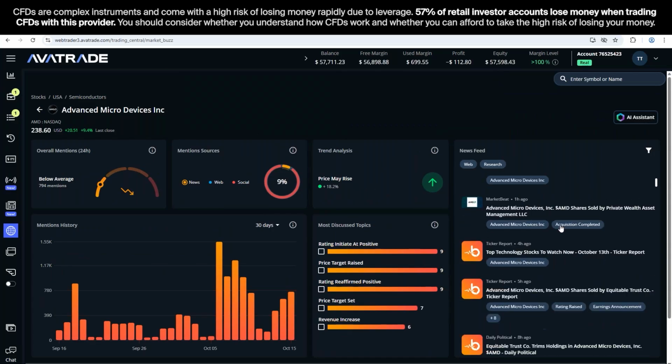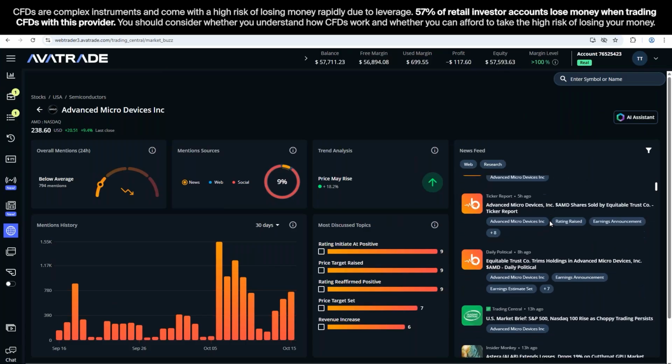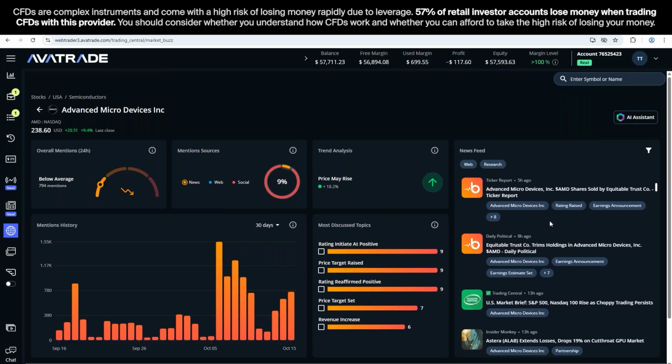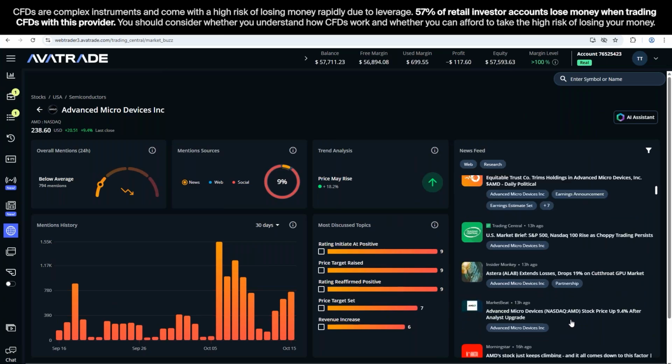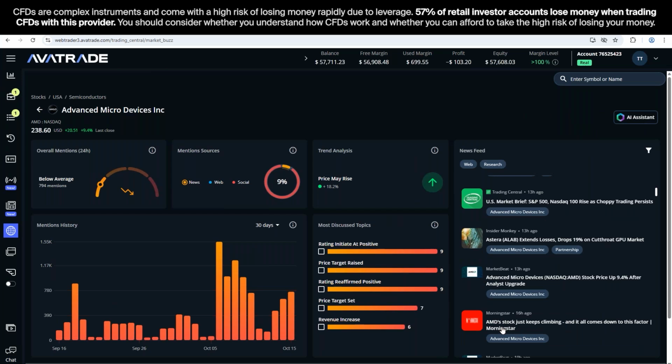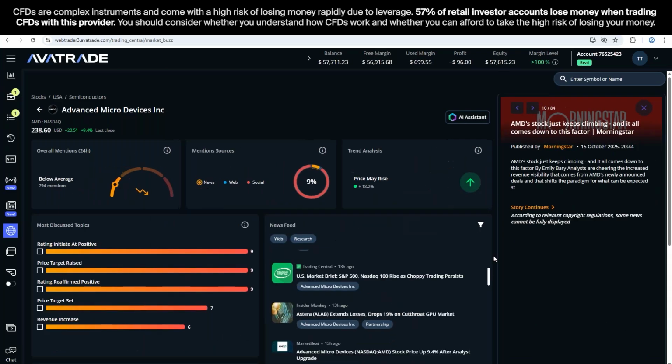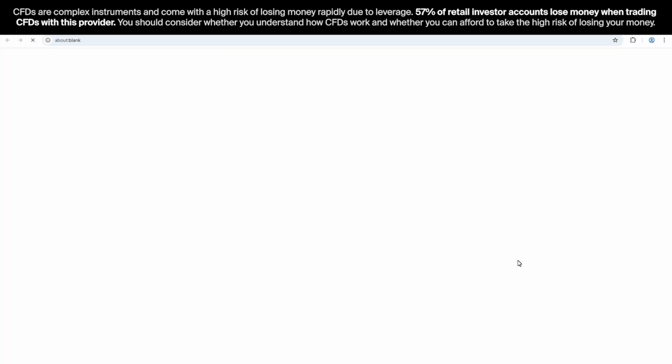What's the most recent news? You can find news right here that's most recent about this particular company. You can scroll down and see there's something interesting to read. AMD's stock just keeps climbing, and it all comes down to this factor. Okay, that sounds interesting, I'll bite. Let me click that article, and let's read the article.